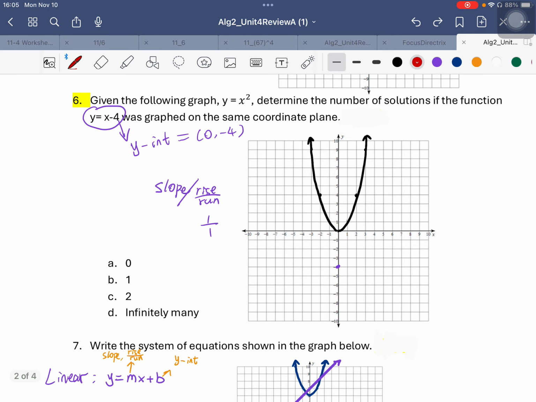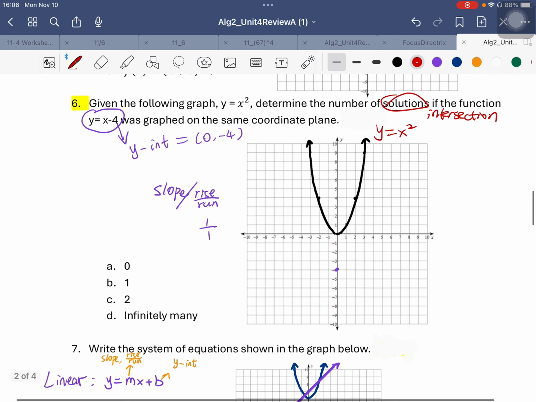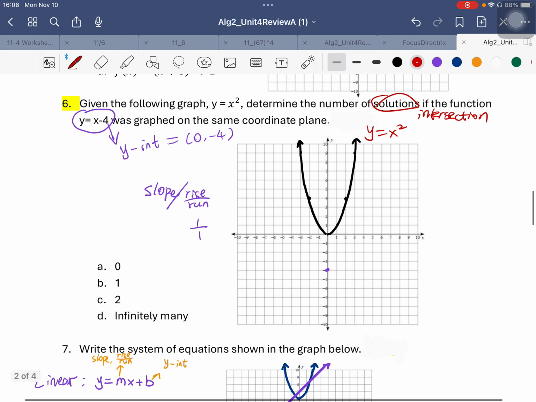Question 6. Okay, it's asking you, this is y equals x squared. And it's asking if you have a linear line of y equals x minus 4, how many solutions or intersections will you have from x minus 4 to this quadratic graph?